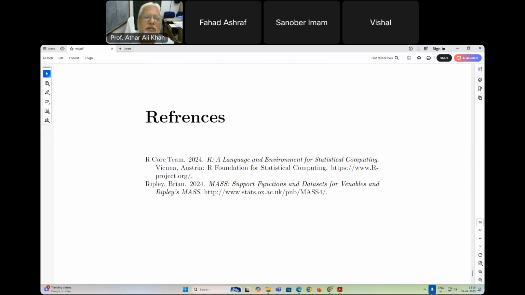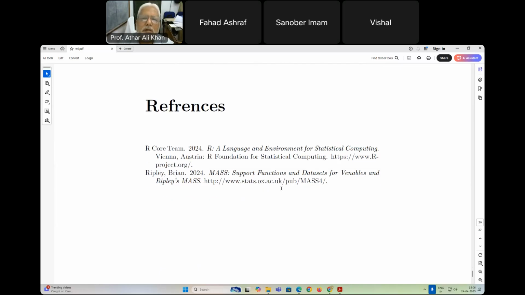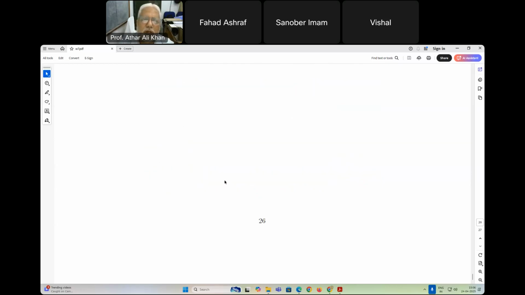Then references. This is the reference of R: A Language and Environment for Statistical Computing. This is the reference of base R, and this is Ripley 2024, MASS. This is the reference of the MASS package.